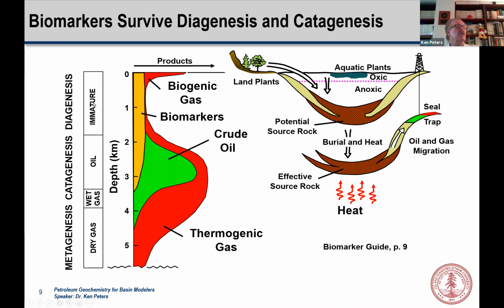And this other part of the figure from the Biomarker Guide, one of my books, is a description of these terms: Diagenesis, Catagenesis, Metagenesis. If anybody uses the term immature oil, they really shouldn't do that. Oil by definition has to be mature. So immature is by definition diagenesis, less than say 50 degrees centigrade. We do get some petroleum.